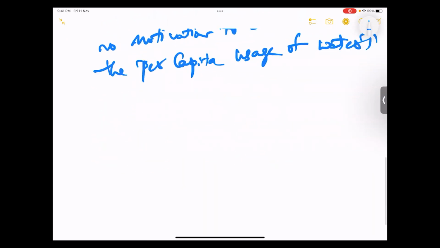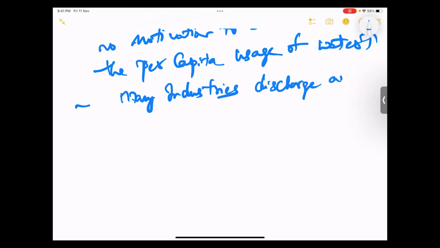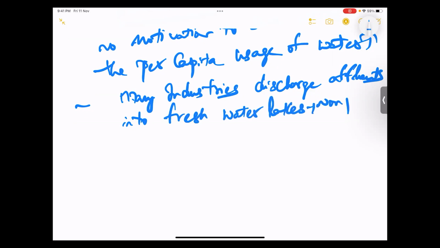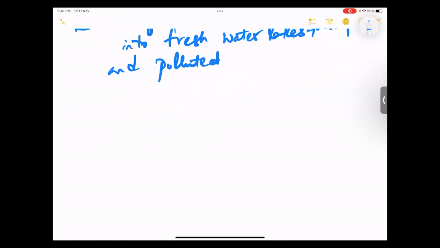And many industries discharge effluents into freshwater lakes, which makes this non-potable and polluted. Okay.